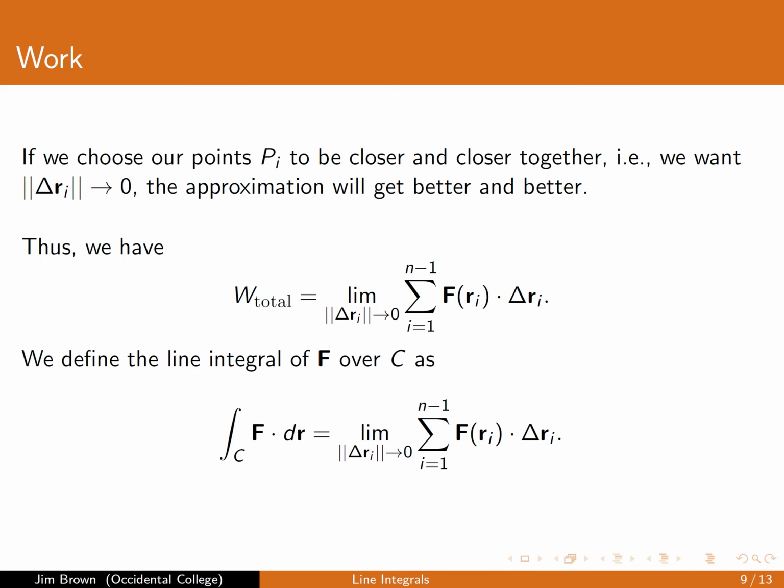We say the line integral of this vector field f over the curve C, and we write this as an integral, and instead of writing from A to B here, we put a C on there to indicate we're integrating over this curve, and we write f dot dr. This is just notation, just like f of x dx is just notation for the integral, and this is just this limit as the lengths of the displacement vectors go to 0 of this sum.